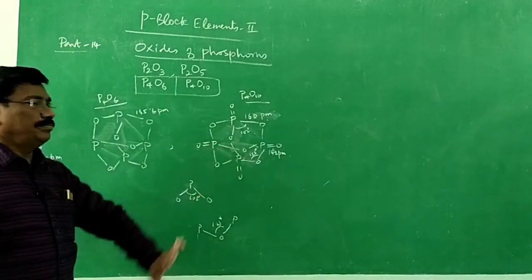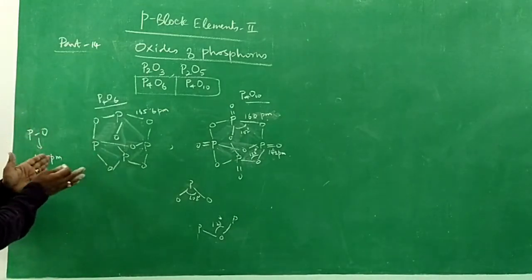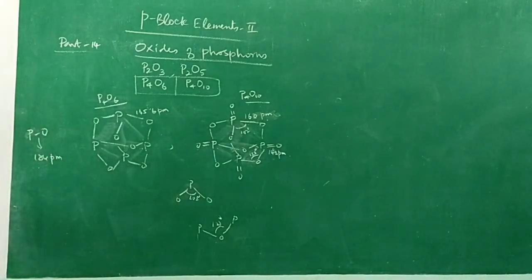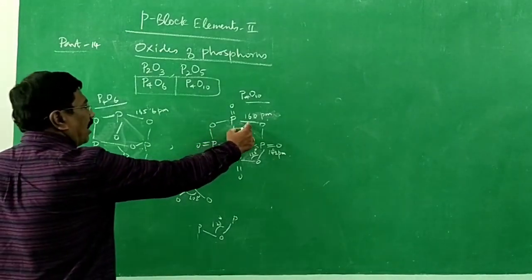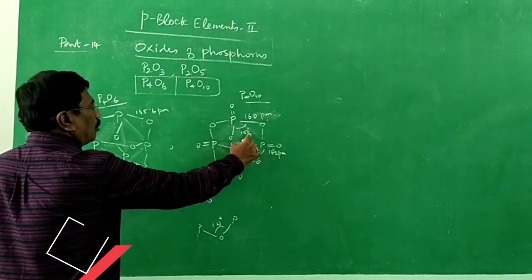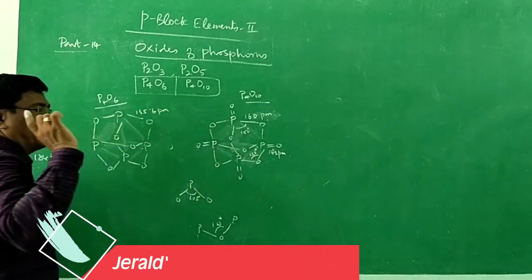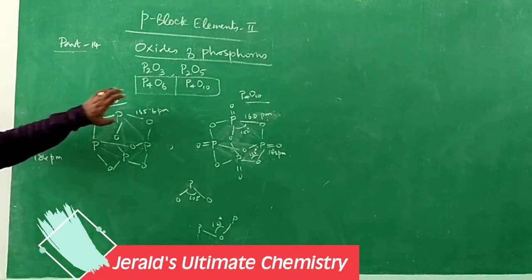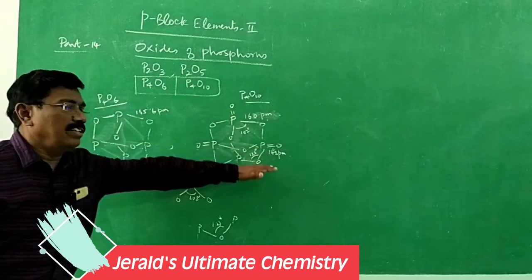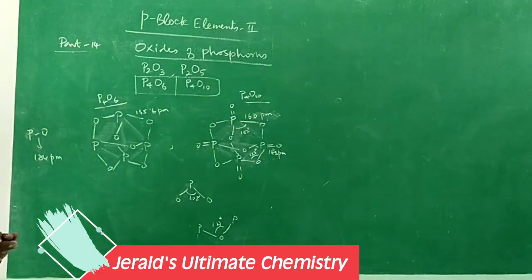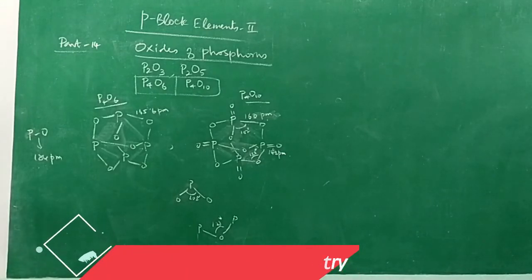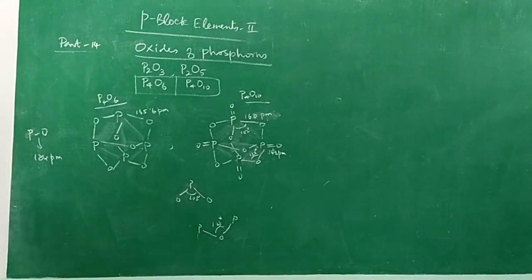Bond angle. When you can draw P4O6 and P4O10 like that, you can remember the bond angle is lower, and a little bit higher. 102, 123, likewise you can remember. 184, 165.6, 160, 143. Likewise, the transition you should understand. So that is about the oxides of phosphorus. We have discussed only the structure. All right, thank you.